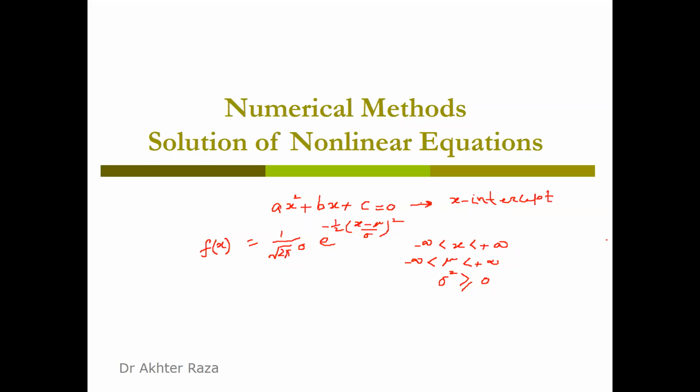So what is the objective of the entire chapter? The objective of the entire chapter is to obtain the x-intercepts. X-intercepts are also known as the roots of the function. They are also called zeros of a function.